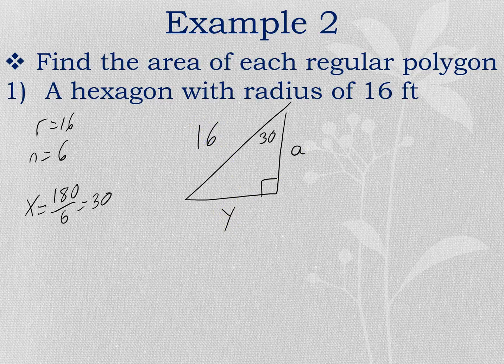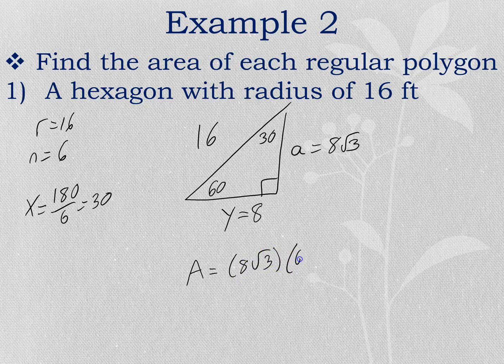So if that's 30, this one's 60. So this y value right here, since it's opposite 30, is half of the 16, because that's opposite 90. So y is really just 8. And then if this is 8, our a value is always that value times square root of 3. So our area is the apothem times the number of sides times the y value. When you work that out, you're going to get 384 square root of 3 feet squared.